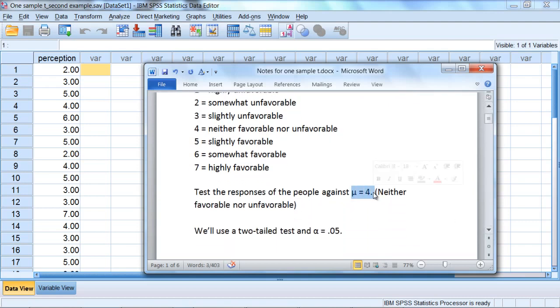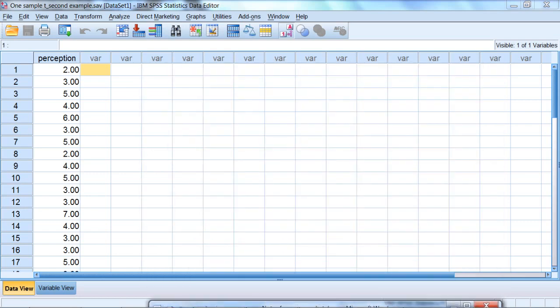This is our population mean for all intents and purposes. We want to determine if people rate this politician significantly different from neutral. We're going to run this test as a two-tailed test and use an alpha of 0.05. So let's go ahead and take a look at that.